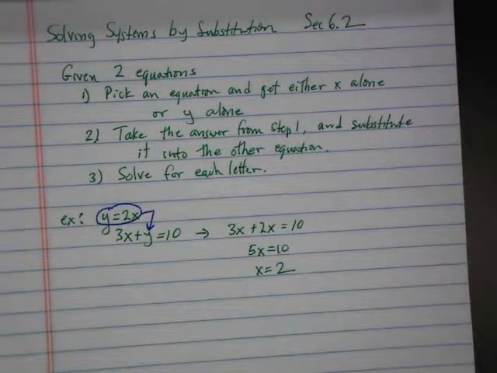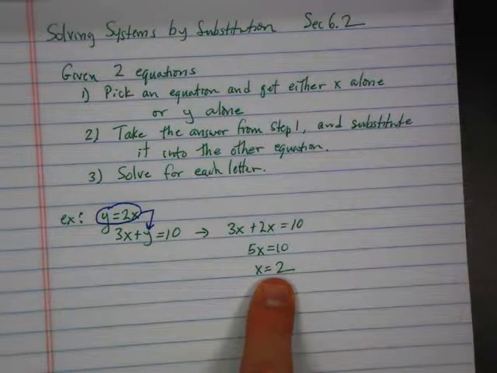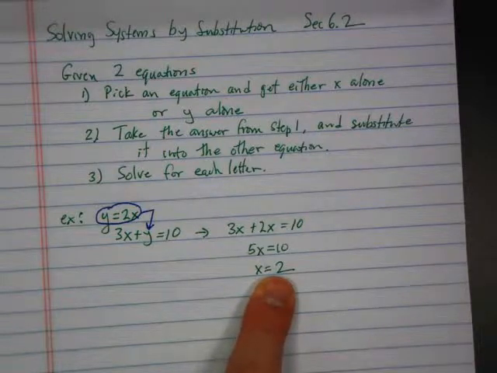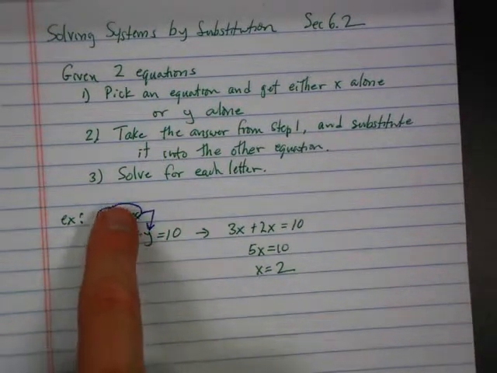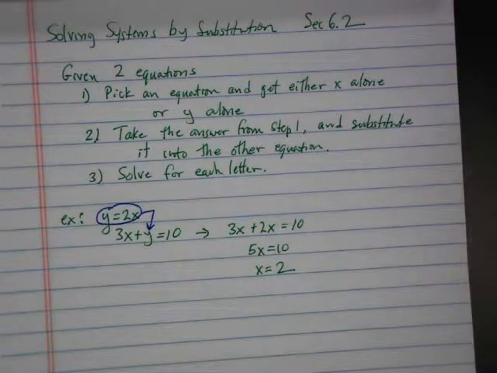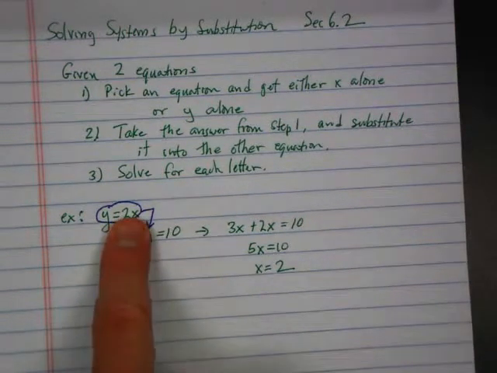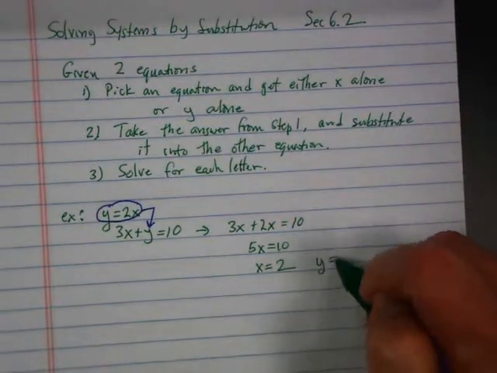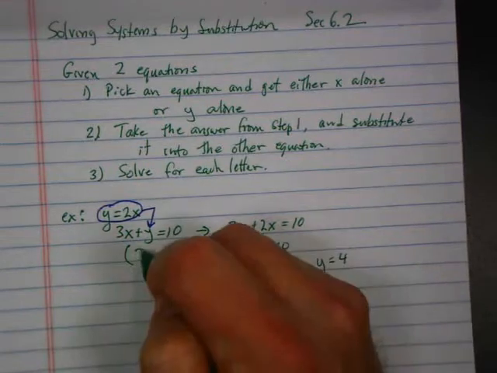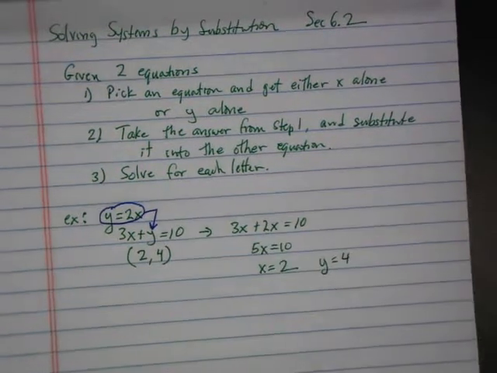Not quite done yet, though. Why not? I've got to plug it in. I've got to have an x number, and I've got to have a y number. So I take this x equals 2, and I plug it into one of the two equations, it doesn't matter which one. Which one do you like? 2 times 2. First one? I like the first one because it's easier. I plug it in. y is 4. So my answer would be the point 2 comma 4. Questions on that?